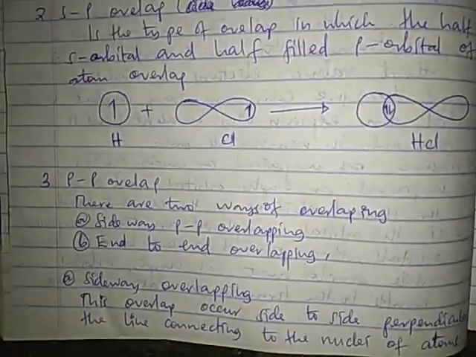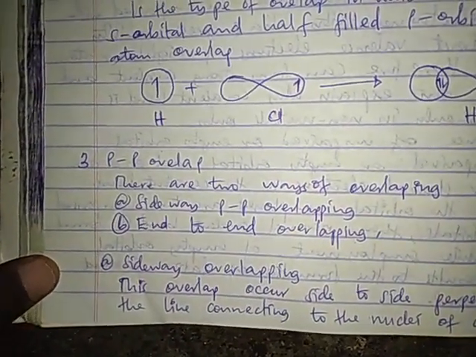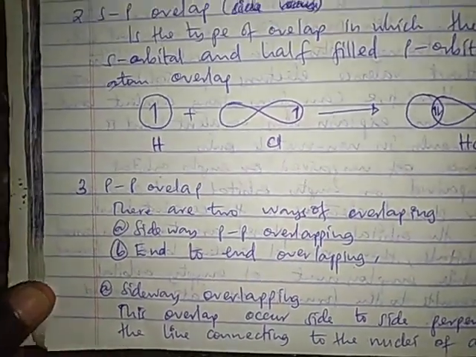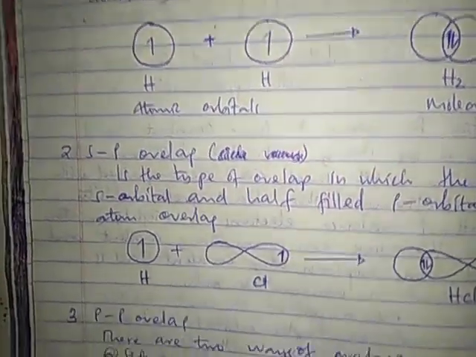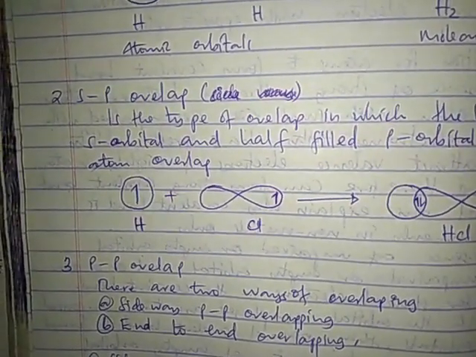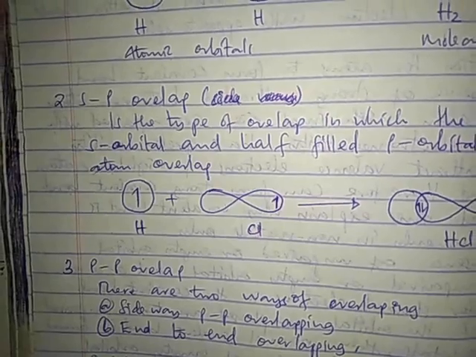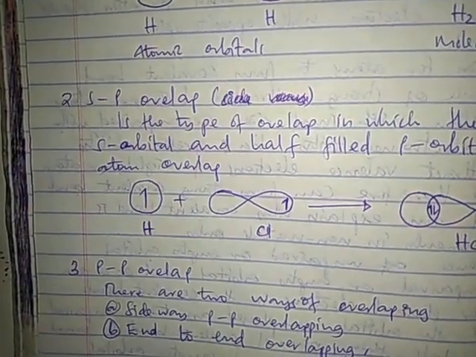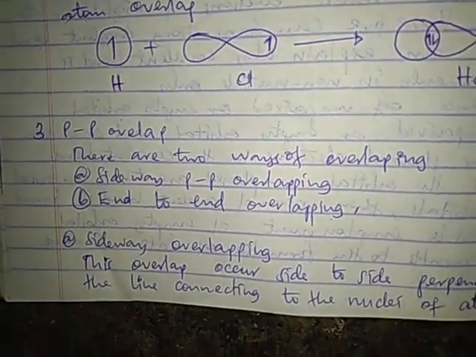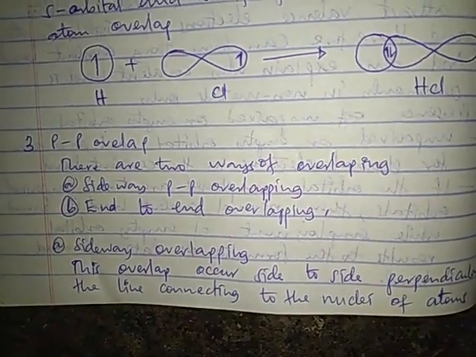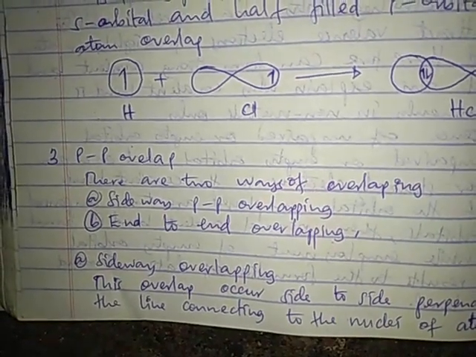And then we have PP overlap. Now in PP overlap, we have two types. Here we were talking about the s orbital, which is circular. Here it is SP: p is dumbbell shaped, but s is circular. Now PP means both orbitals which are overlapping are dumbbell in shape. So here we have two types: sideway PP overlap and end-to-end overlap.